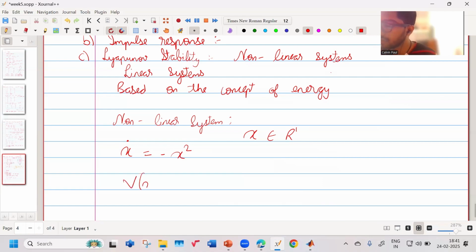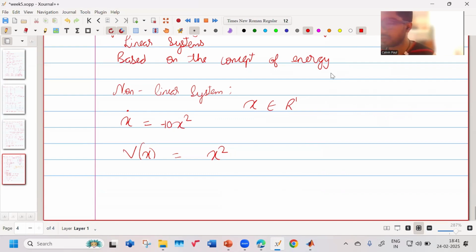And our v of x, let us write it as x square. Okay, to make it easier and better to understand, let us say my system is x dot equal to minus 10x square, and v of x equal to x square is my Lyapunov function. Why is it my Lyapunov function? Because it is positive definite. A simple one I'm choosing. So v of 0 is equal to 0, and the rest of the time v of x is greater than 0.